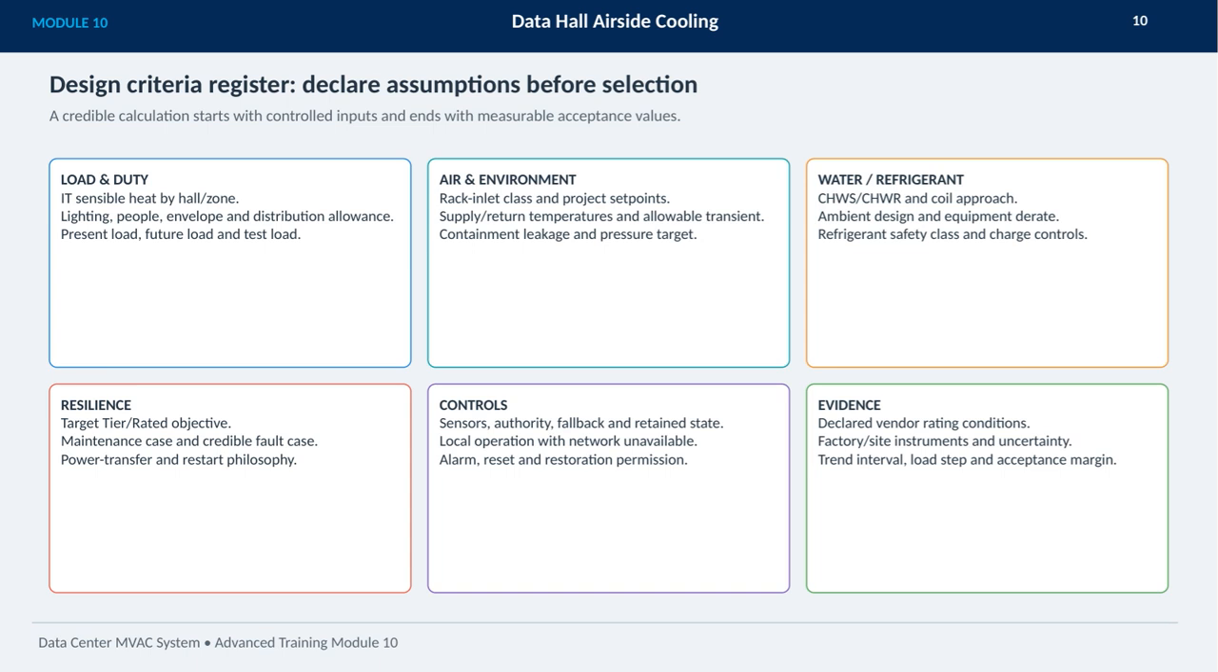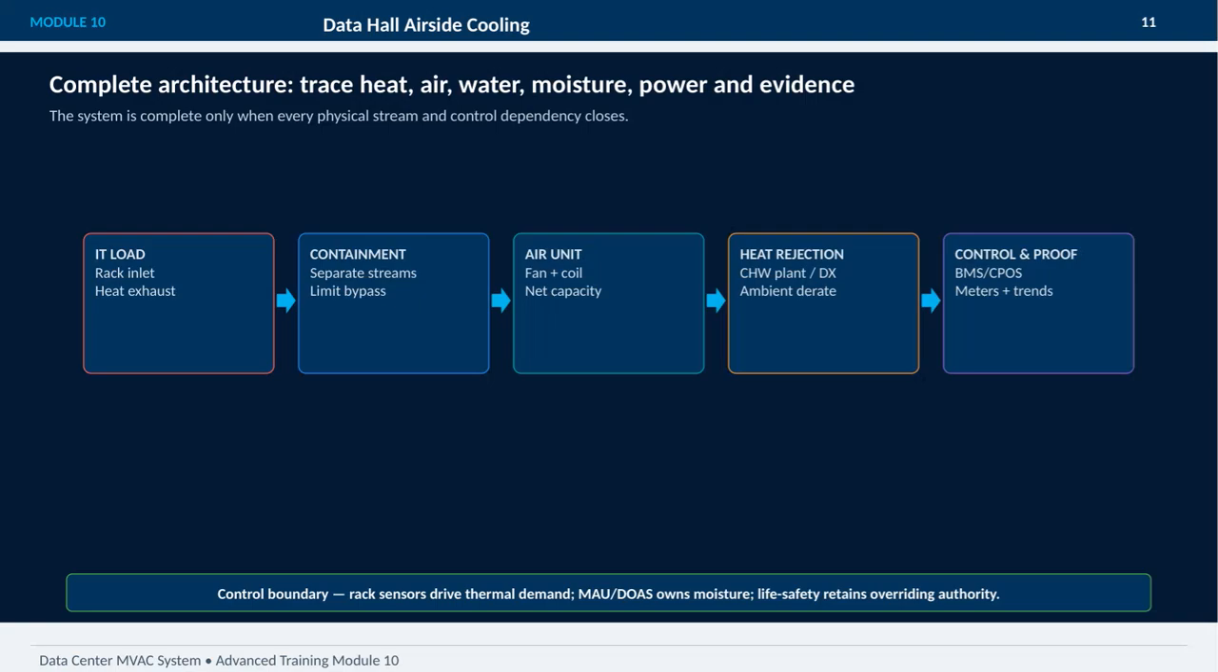Controls cover sensors, authority levels, fallback modes, and operation during network outages, including alarm management, reset procedures, and restoration permissions. Finally, evidence involves declared vendor rating conditions, the accuracy of factory and site instruments, plus trend intervals, load steps, and acceptance margins, all ensuring the system meets design expectations.